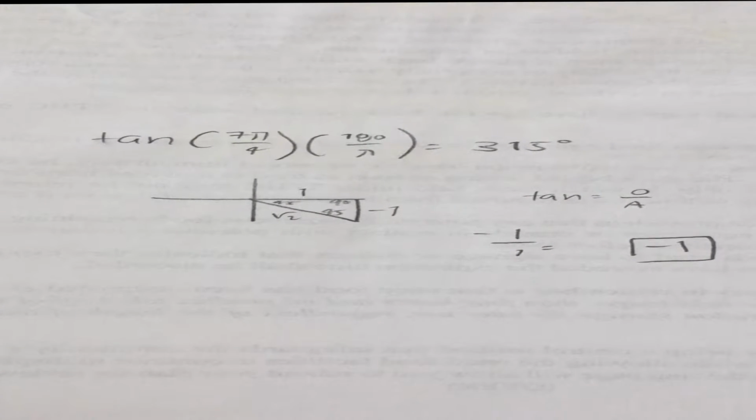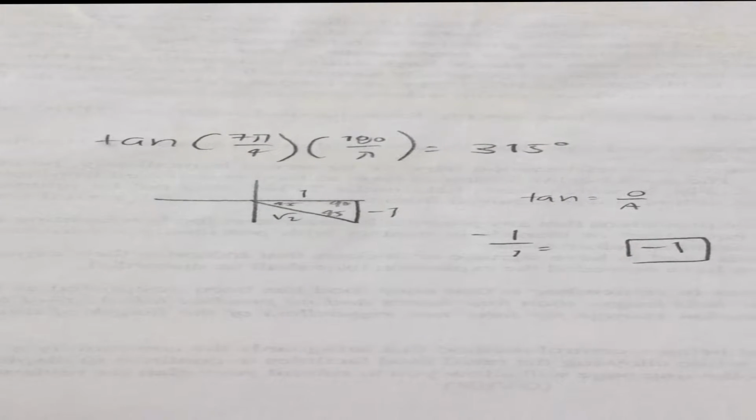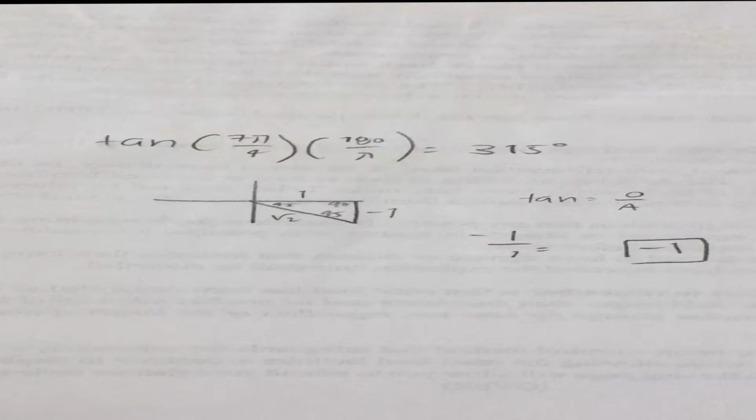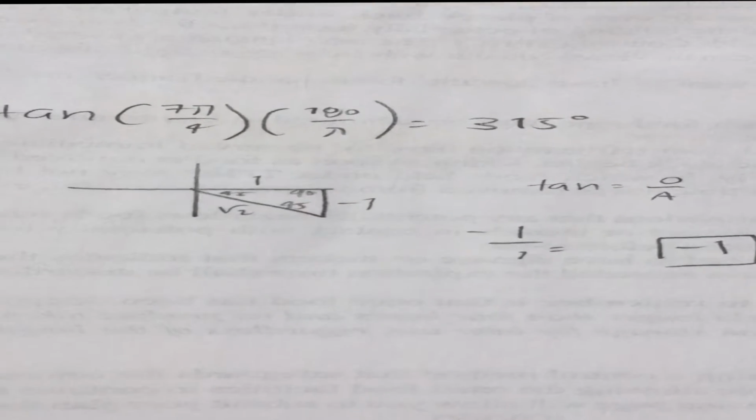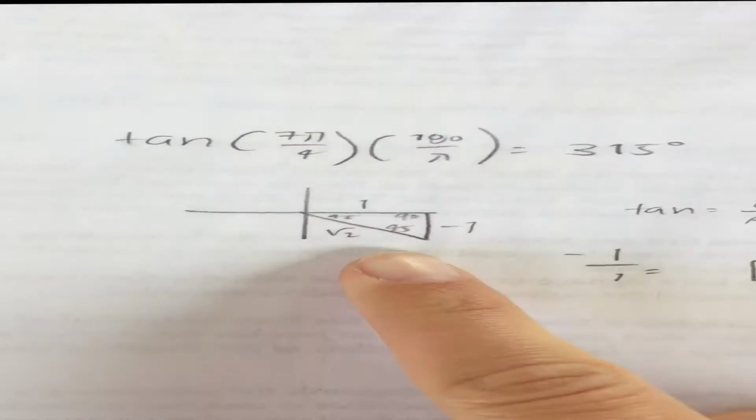Okay, so we're going to solve this problem using the unit circle. So we have tangent 7 pi over 4. First you have to convert that to degrees, so you do 180 over pi to get 315 degrees. After you get 315 degrees, you have to graph that. So then 315 degrees is in quadrant 4.